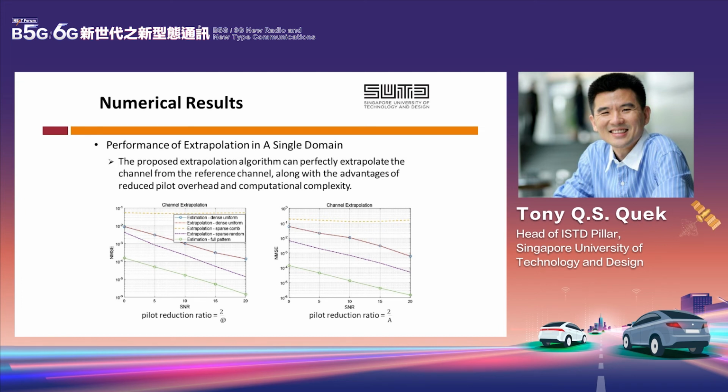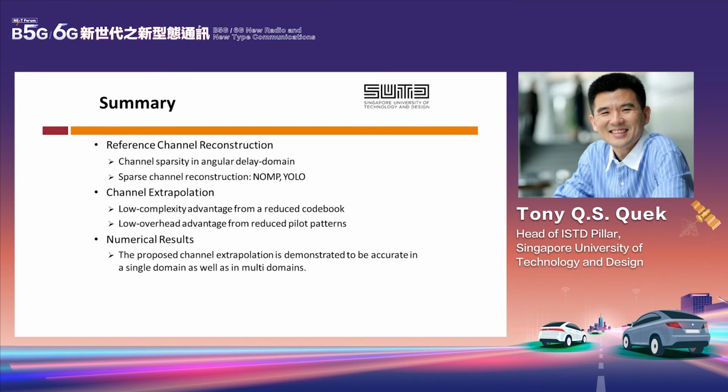Of course, the full pattern requires too much pilot. But if I have a pilot reduction of a quarter, we see that the sparse random gives you the best performance. Then subsequently you have the comb, and then this is the dense uniform, right? This is for the pilot reduction of a quarter. This is pilot reduction of 1/8. We still see that, of course, there's a loss compared to the full pattern. But take into account that we have a pilot reduction of 1/8 or 1/4.